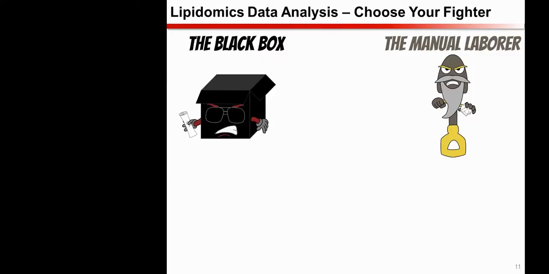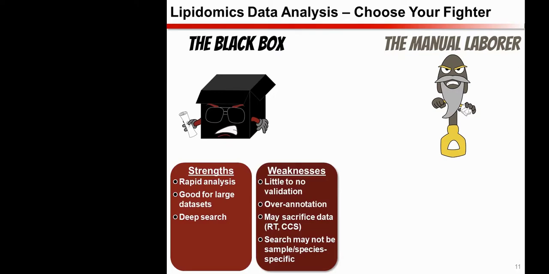And so to analyze this complex lipidomics data, there are currently two main options, which we like to say is sort of like a choose your fighter match between the manual labor and the black box. So the black box takes your data, compares it to database information, and gives you a list of lipids, usually with some sort of rank or confidence score associated with each identification. So the strength for this method is that it's extremely fast, it's good for large data sets, and it does a deep search through extensive databases.